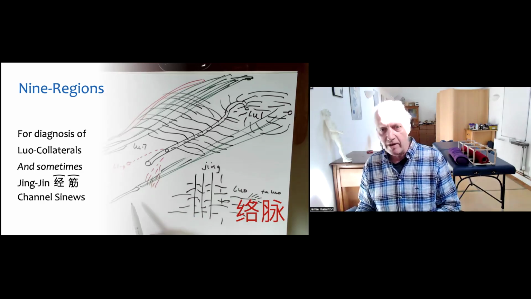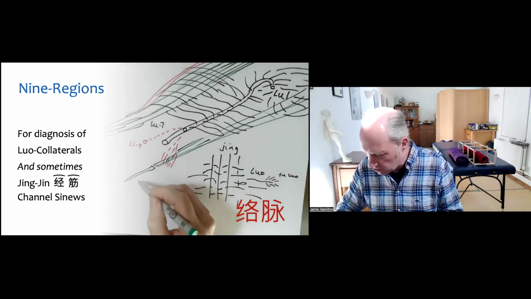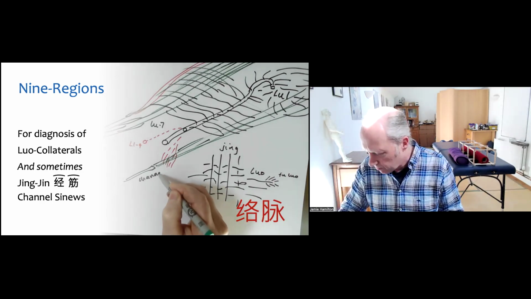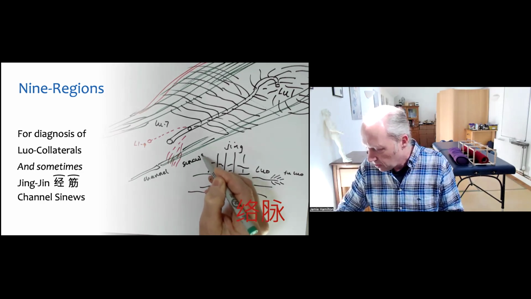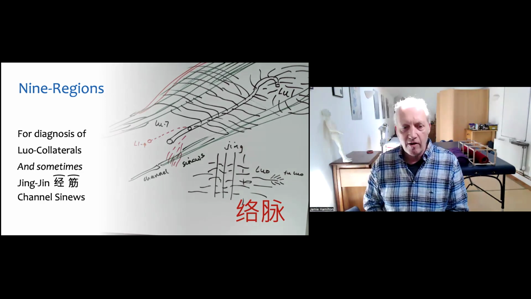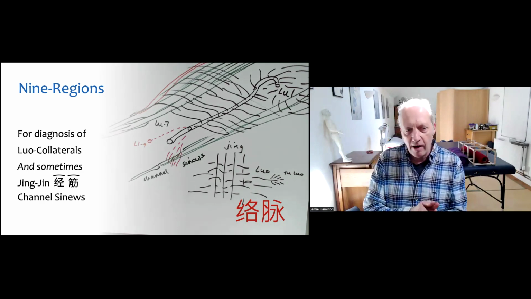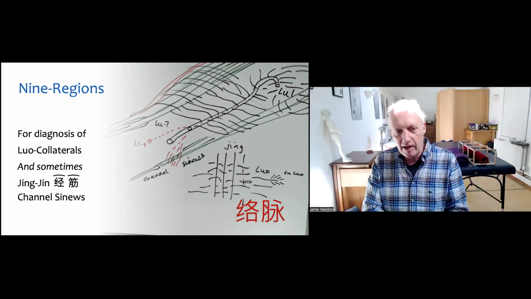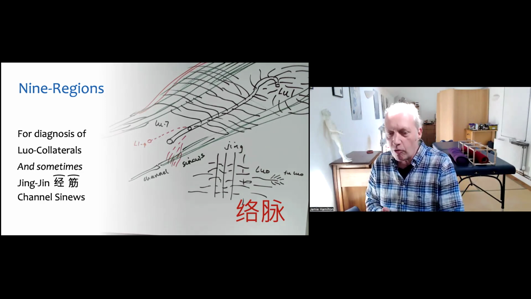All right, so in green there, it's actually hard for you to see it's green, but this is green. So these are the channel sinews. So these run over the Luo. So it might be that with this 9 pathways method, you've got a disturbance of the lower collaterals, or the channel sinews, or both of them together.